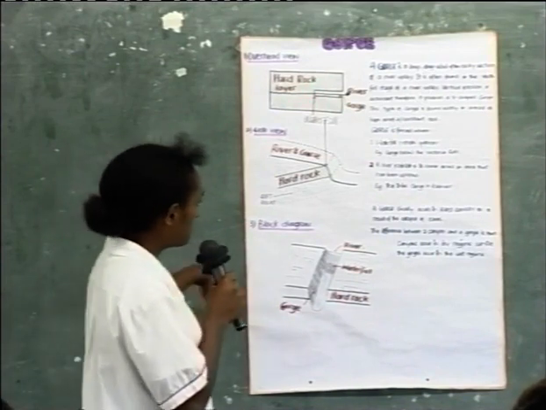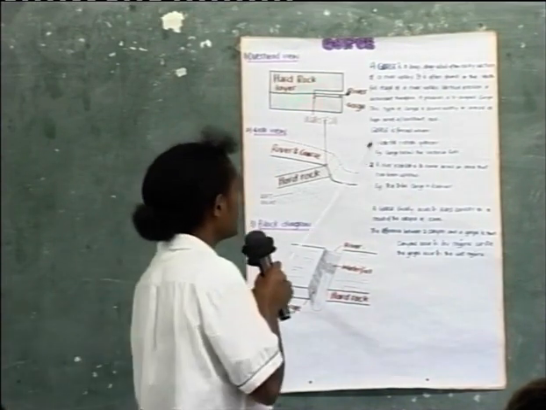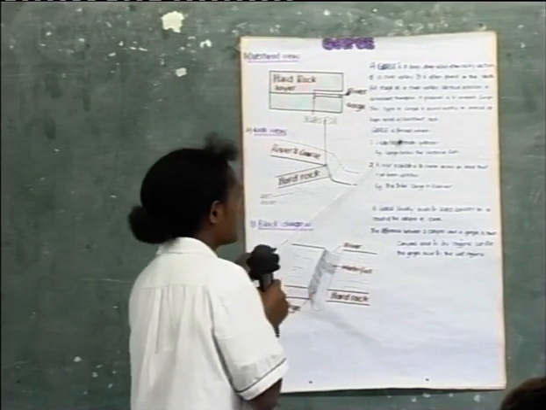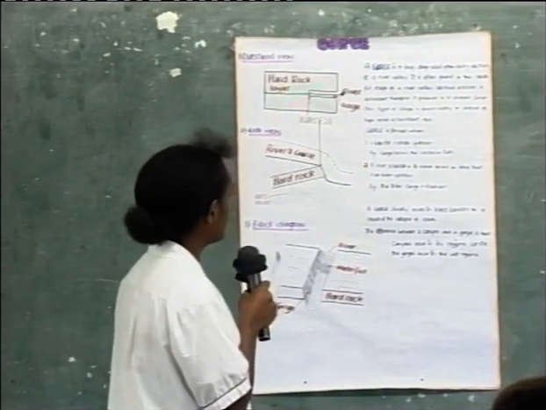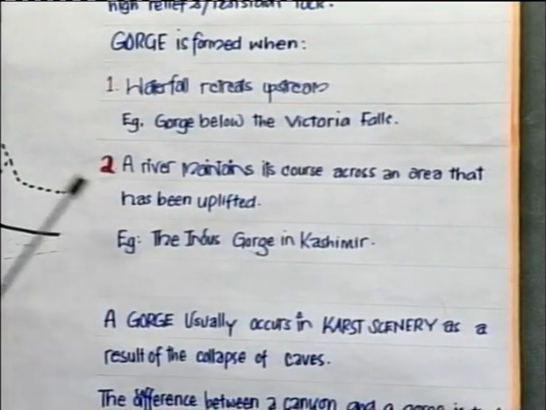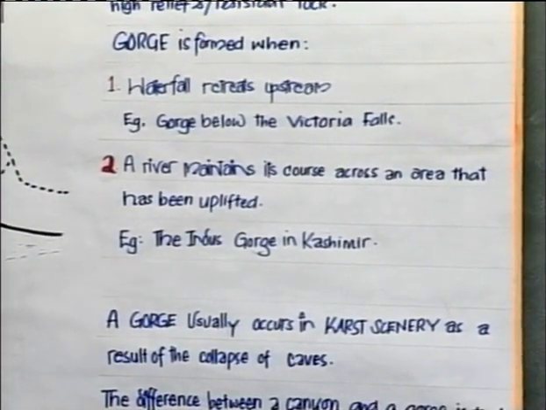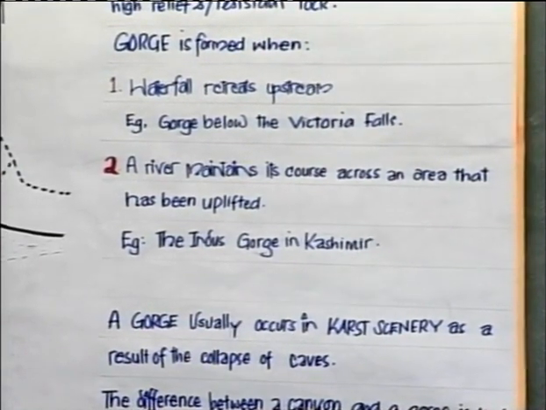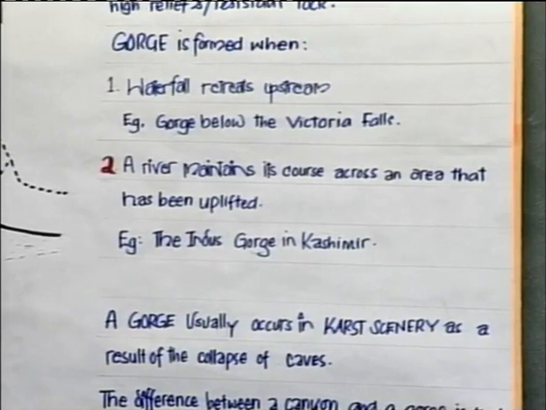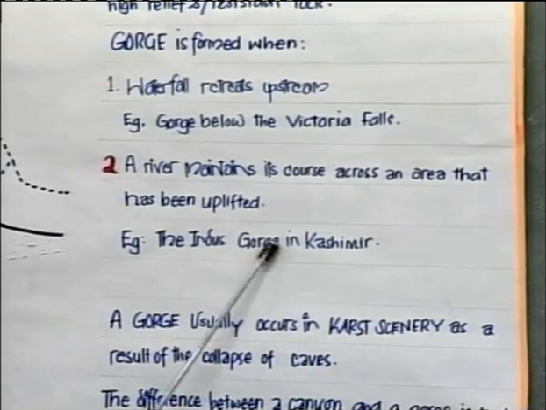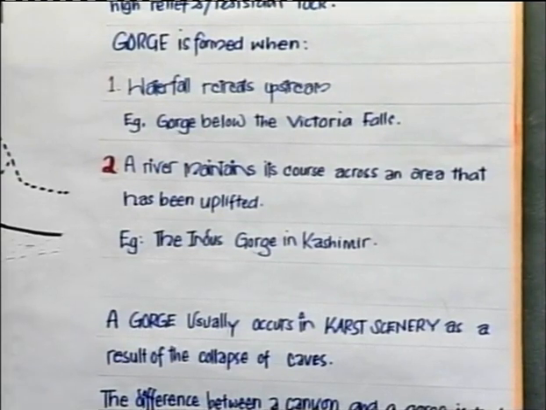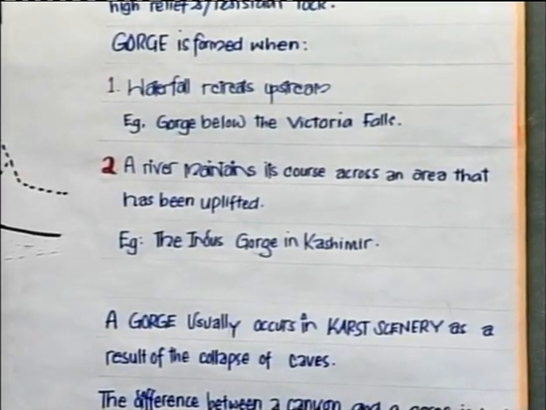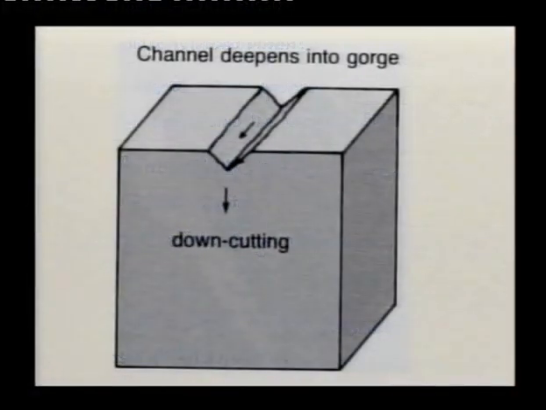Okay, a gorge is formed when a waterfall retreats upstream. An example would be the gorge below the Victoria Falls. And a gorge is formed when a river maintains its course across an area that has been uplifted. An example is the Indus Gorge in Kashmir. On the monitor, we'll have the stages in how a gorge is formed.